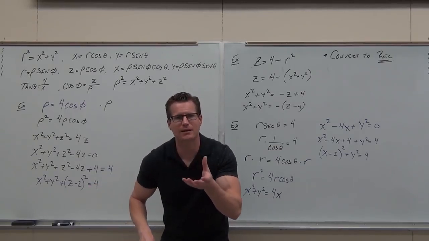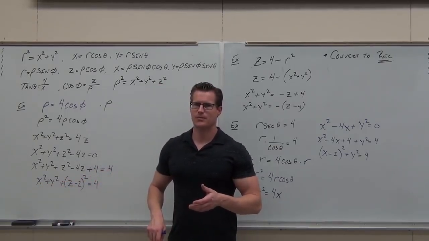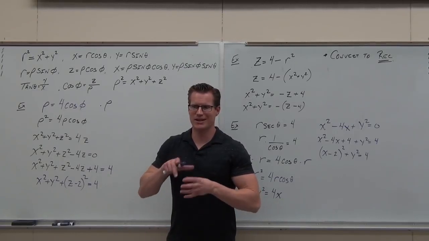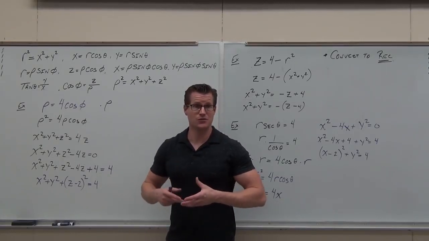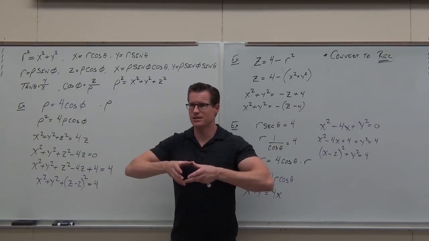But look at it. Are all the denominators the same? What's an ellipsoid where all the spreading out is the same? What's that called? Sphere. That's a sphere. It's shifted up 2 spots on the z-axis.